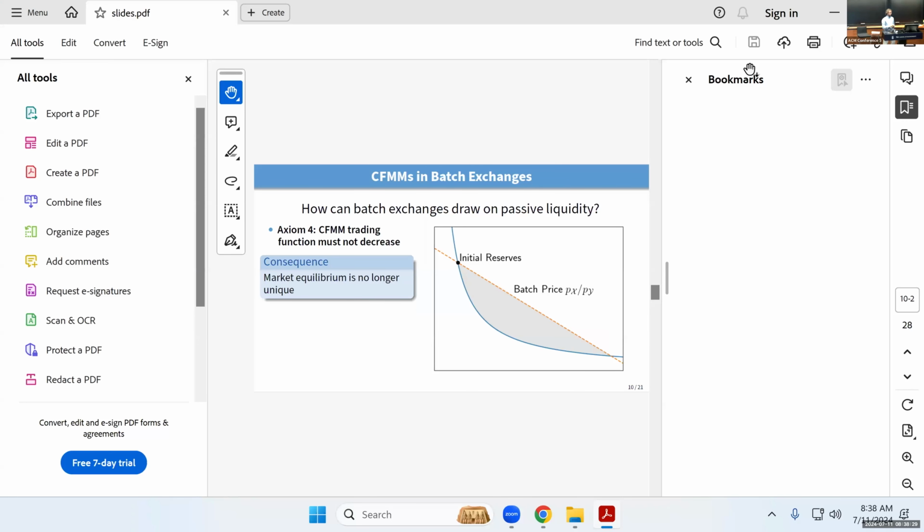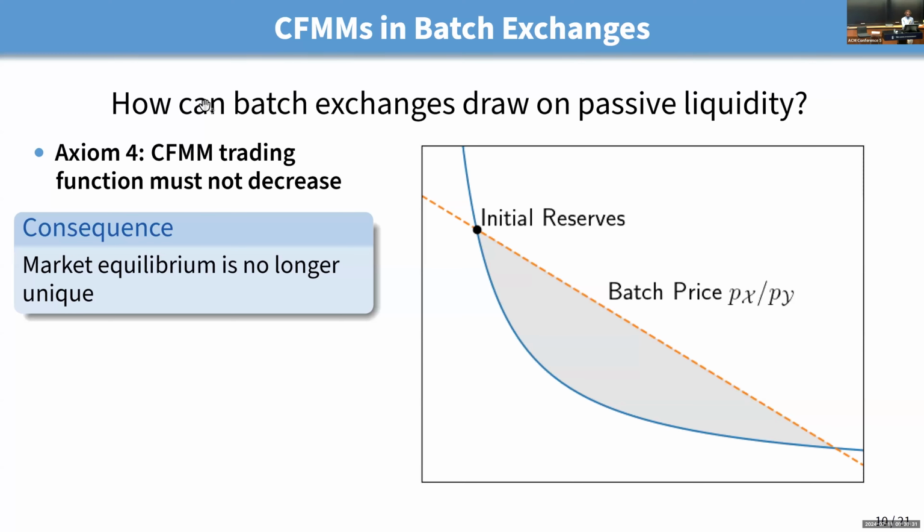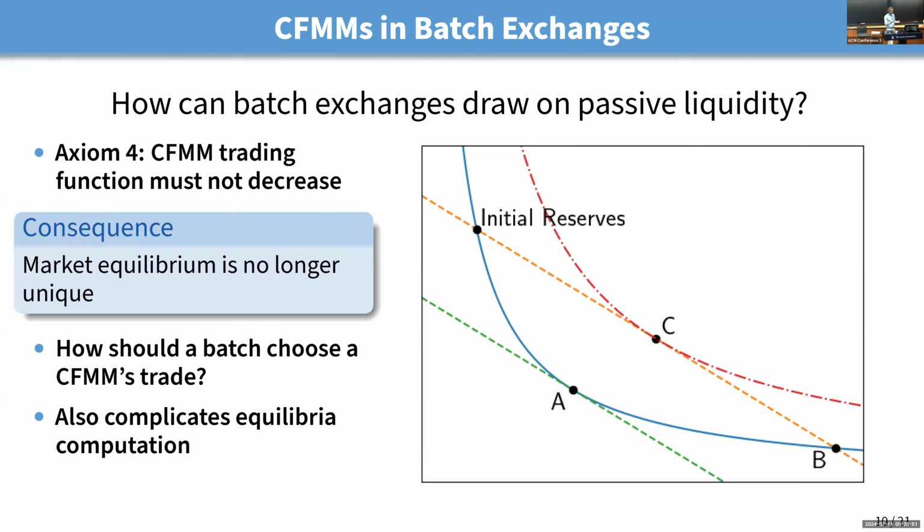And now suddenly, what trade should the CFMM make? There's this whole space between the CFMM trading curve and the upper bound of the batch price. So now we, as the market designer, have to make a choice about what trade we should make with the CFMM. There's a bunch of natural choices, right?